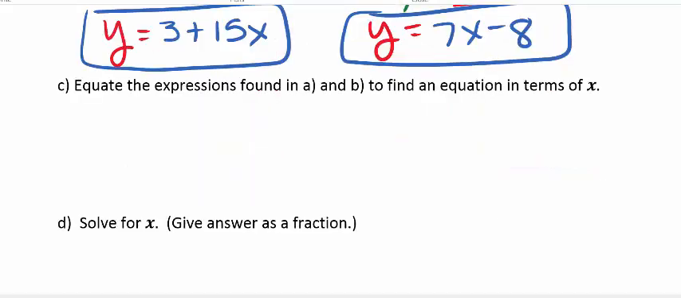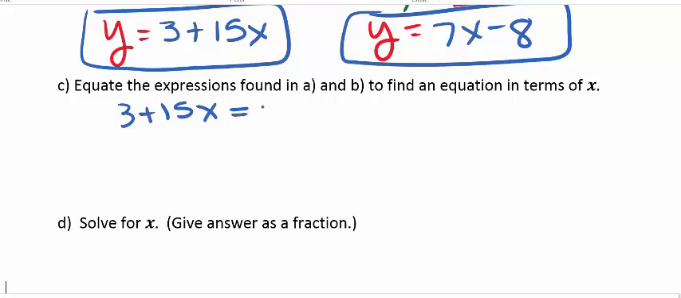In part C, we want to equate the expressions found in A and B to find an equation in terms of x. So in part A, y equals 3 plus 15x, and in part B, y equals 7x minus 8, we can go ahead and set those equal to one another. 3 plus 15x then is going to equal 7x minus 8. Since both of these are equal to y, we can set them equal to one another. Now we want to go ahead and get x alone, and that's what it says to do here. We want to solve for x.